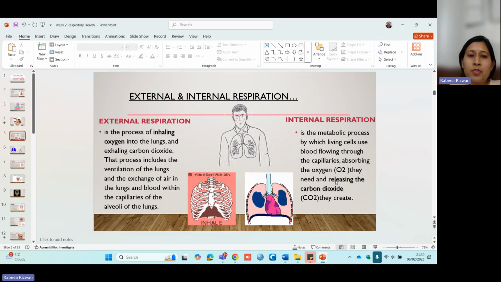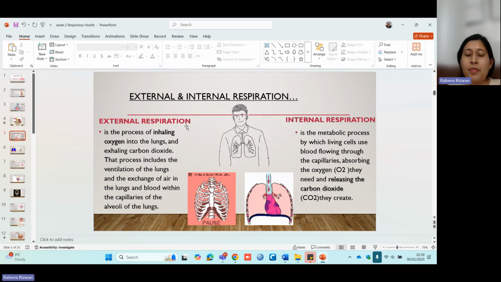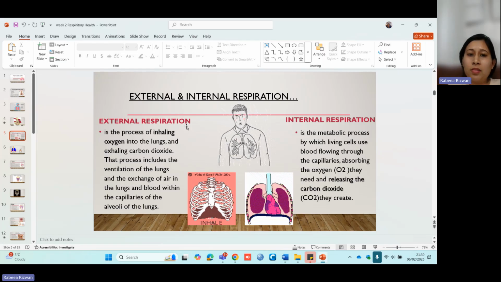Now let's discuss some physiology, external and internal respiration. So what does this mean? External respiration, in easy terms, is inhaling air. So that's actually the inhalation. Why are we saying it's external respiration? Because we are inhaling the external air inside our body, inside our lungs. And in this way, we are taking oxygen in. In this process, the exchange of air takes place between our lungs and the blood.